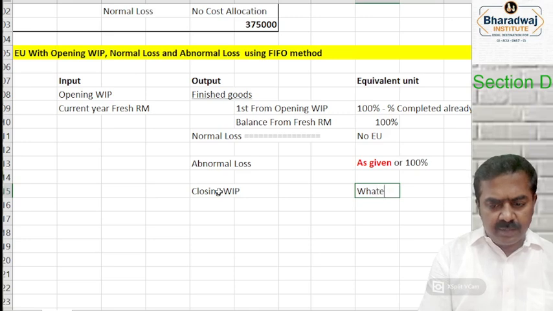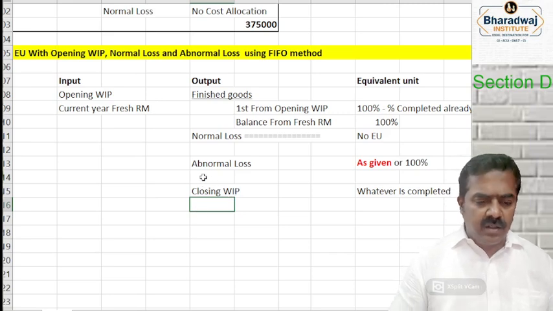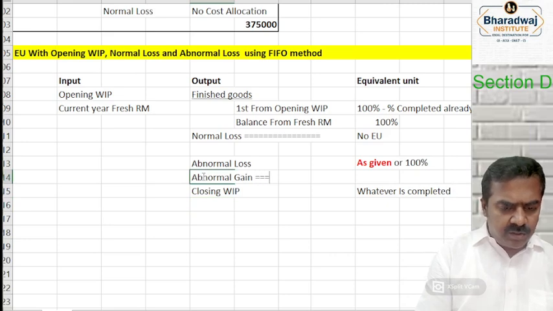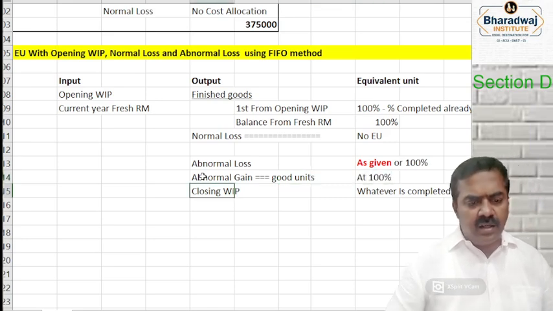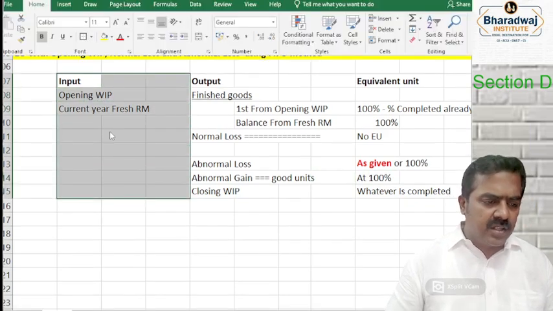Closing work in progress, whatever is completed. They will give you 50% complete, 60% complete, you will take it. Suppose there is an abnormal gain. Abnormal gain means good units. It will be taken at what rate? 100%.